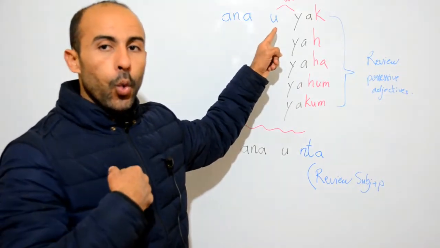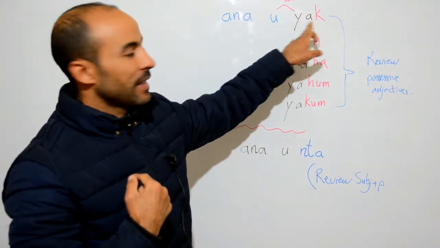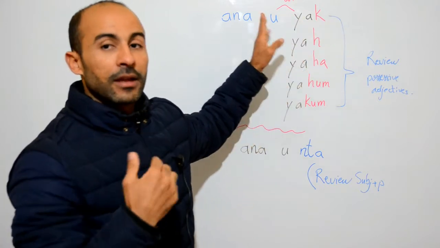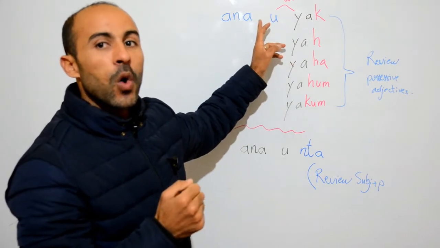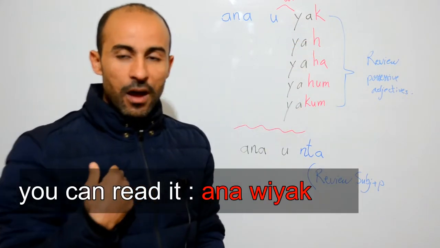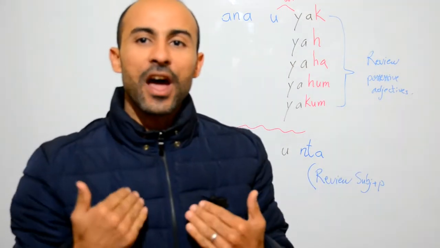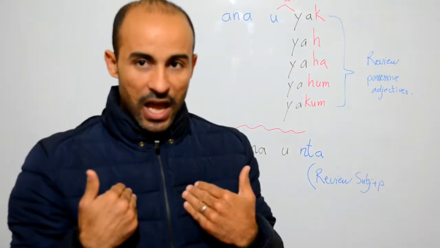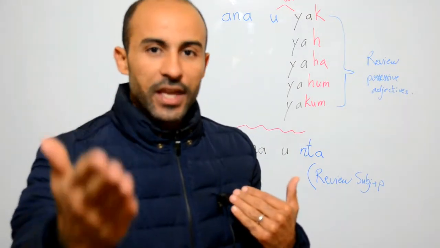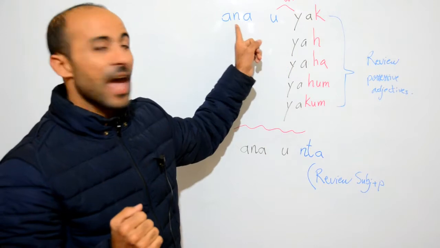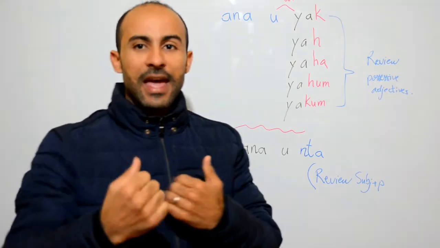Anna, u means "and." Anna, u, yak. So we combine here the two vowels to say "we." Anna, we, yak. Anna, we, ya. Anna, we, me and he.